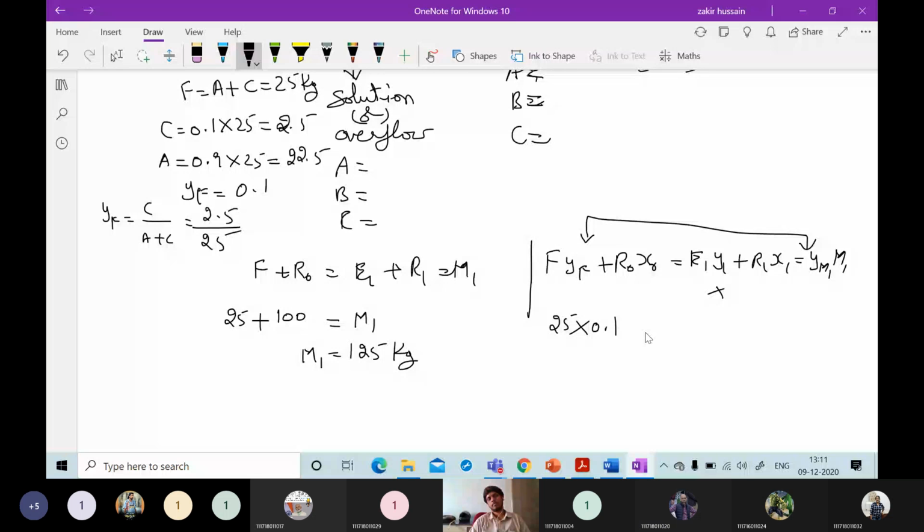Then what is R naught? R naught is 100. Then what about X naught? X naught will be 0, obviously 0, because it is a pure solvent. They have already given that. So 0 is equal to YM1 into M1, already estimated from the initial balance. So the value of YM1 is equal to F YF plus R naught X naught, divided by M1.